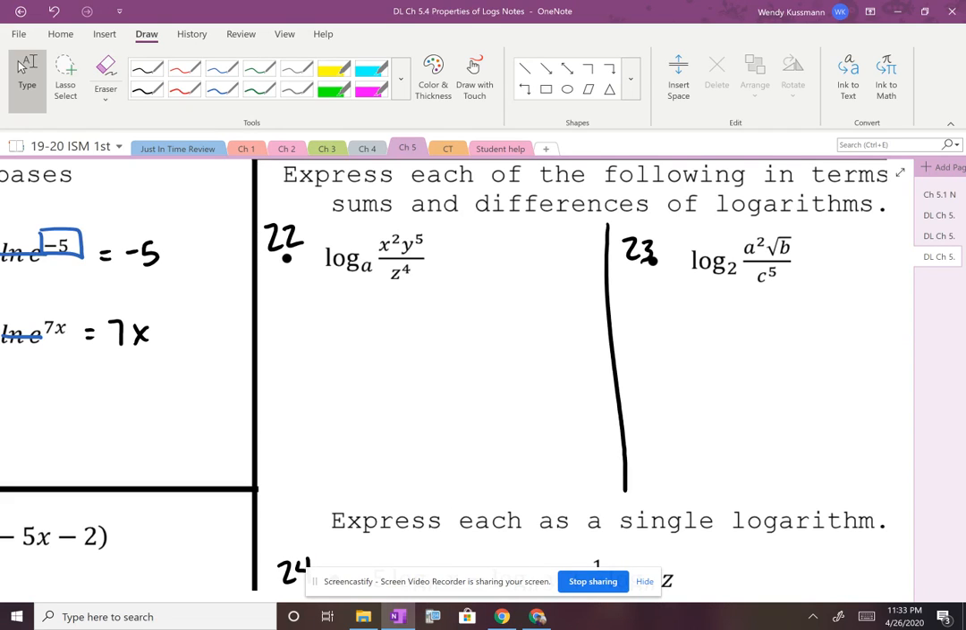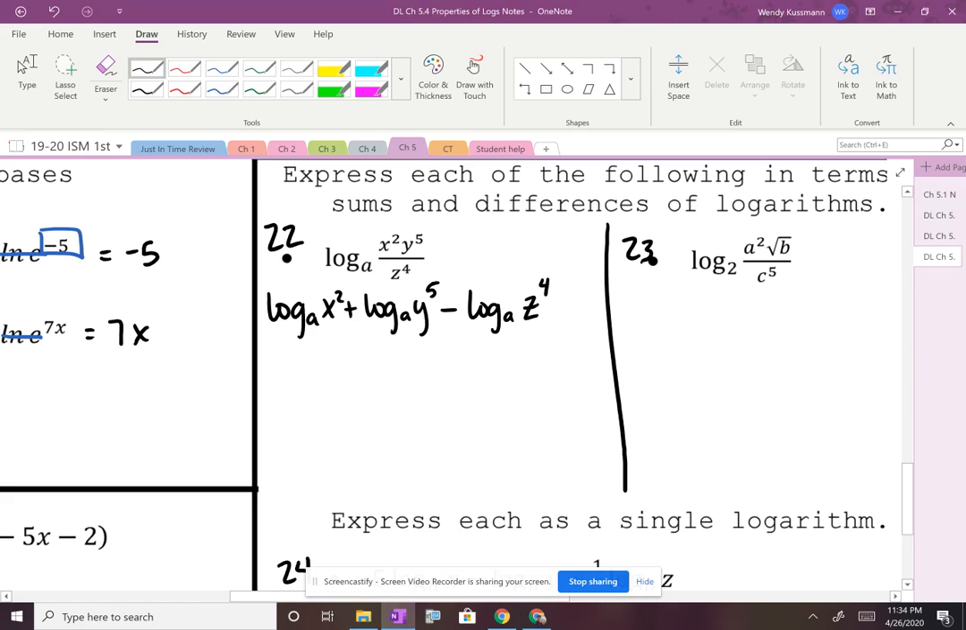and then use the power property to pull the numbers down in front. So I have an x squared on top, a y to the 5th on top. Those will both be plus signs. Anything on top will be a positive. Anything on bottom will be a minus. So the z to the 4th will be a minus. They all will have log base a in front of them. So this ends up looking like this. Log base a of x squared plus, because it's on the top, log base a of y to the 5th. Then minus, because it's on the bottom, log base a of z to the 4th.